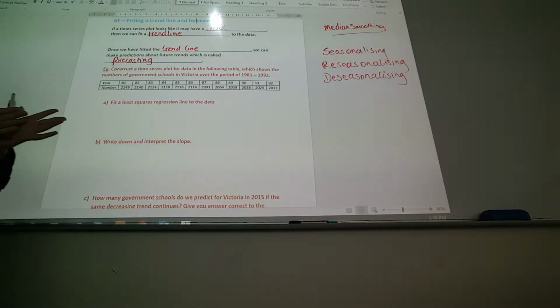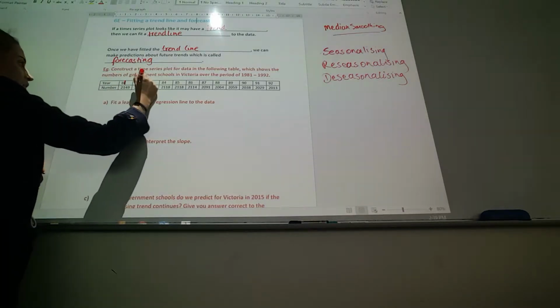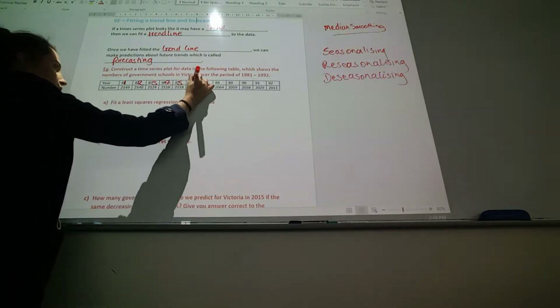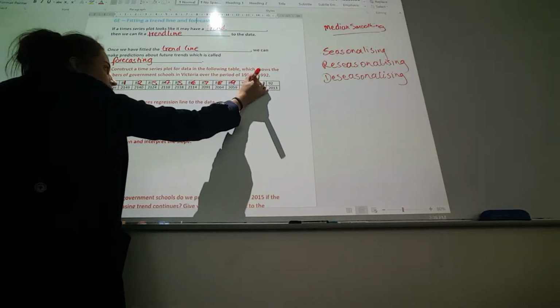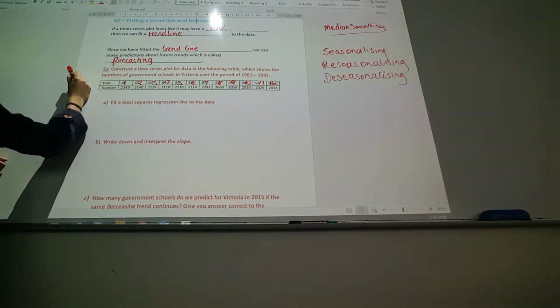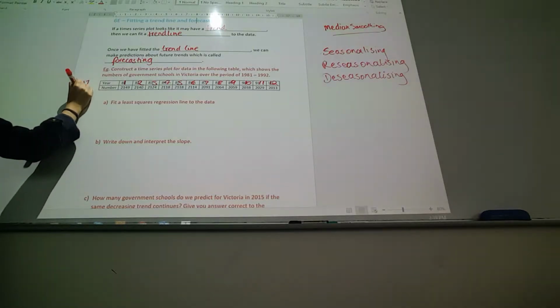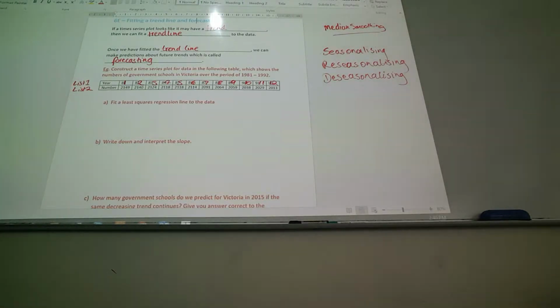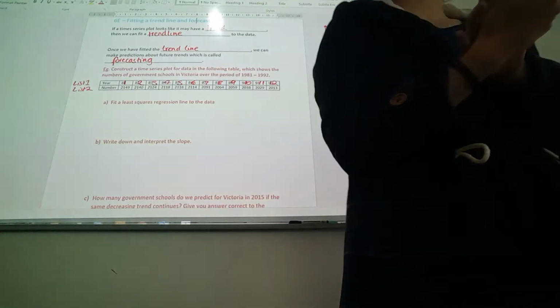Okay, so first of all, we're going to construct a time series plot for the data in the following table, which shows the number of government schools in Victoria over the period of 1981 to 1992. So to put these into our calculator, what are we first going to do instead of putting in the year? Yep, good. So this is going to become 1, 2, 3. And that will be your list 1, and that will be your list 2. So put that into your calculator, and as usual, fit a least squares regression line to that data.